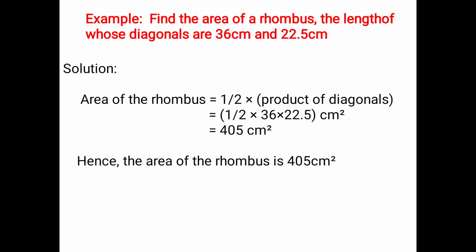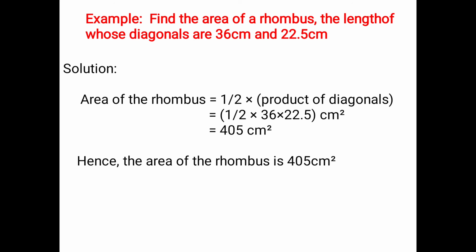Example: find the area of the rhombus. The previous slide was a parallelogram and this is the rhombus, the lengths of whose diagonals are given. They have given the two diagonals d1 and d2. We need to find the area of the rhombus. So the formula for the area of the rhombus is equal to half into product of diagonals. Half into product means multiplication. The two diagonals are 36 and 22.5. So half into 36 into 22.5 centimeter square.